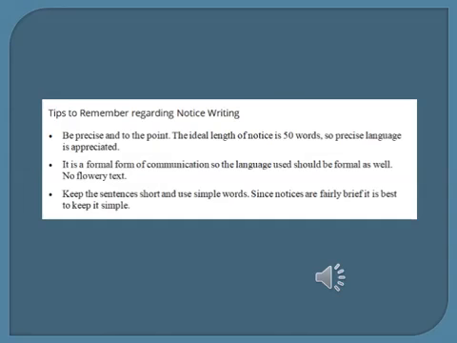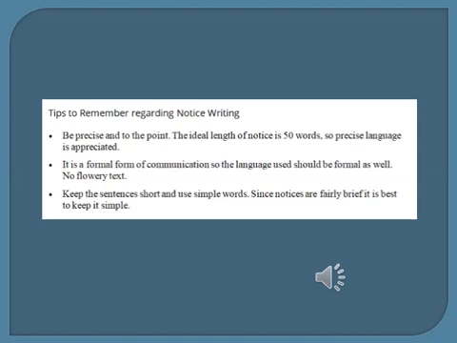You have to be precise and to the point when you are drafting a notice. The ideal length of a notice is 50 words. So you are expected in the exam to write in 50 words. So your language has to be precise and clear. It is a formal form of communication. So the language used should be formal as well. So you can't use informal language. It's a notice and you are addressing a large number of people. It's not that they're all your friends, so you should not use friendly language.